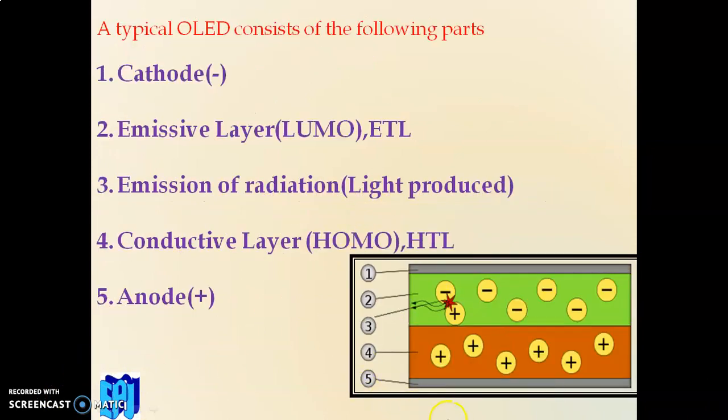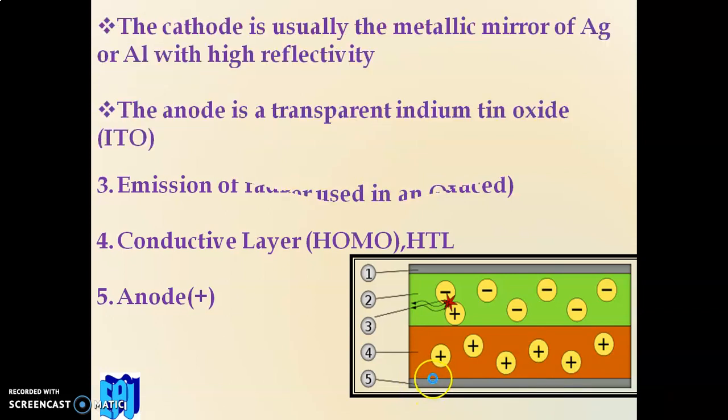So let us review this. The cathode is made up of a mirror of Ag or Al with high reflectivity. This is the electron transport layer, made up of polyfluorene or polyparaphenylene vinylene. This is the conductive layer or hole transport layer, made up of polyaniline. And this is the anode, made up of indium tin oxide.